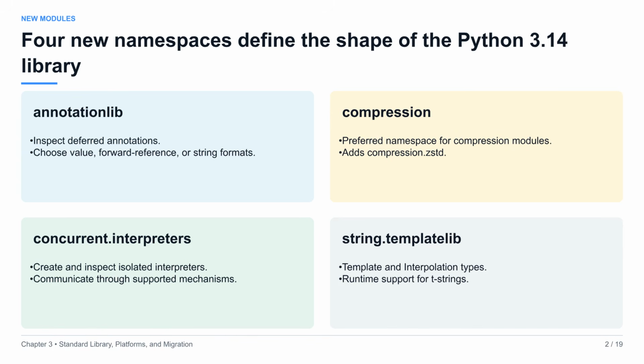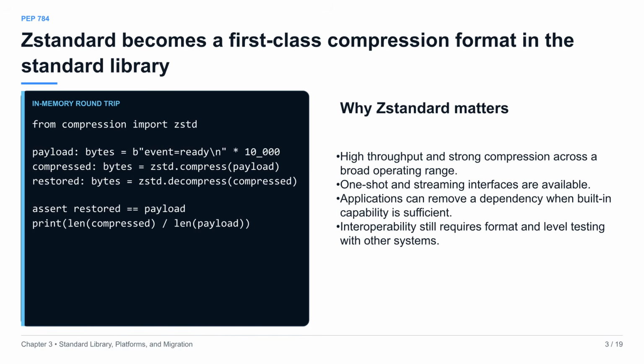These modules align with the release's larger theme, preserve structure, and expose explicit control. Existing top-level compression imports are not deprecated in 3.14, so adoption of the new namespace can be gradual and compatibility-driven. The compression.zstd module exposes Zstandard compression and decompression through standard library bindings. Its programming model is intentionally familiar to users of gzip, bz2, and lzma, with both one-shot and streaming operations.